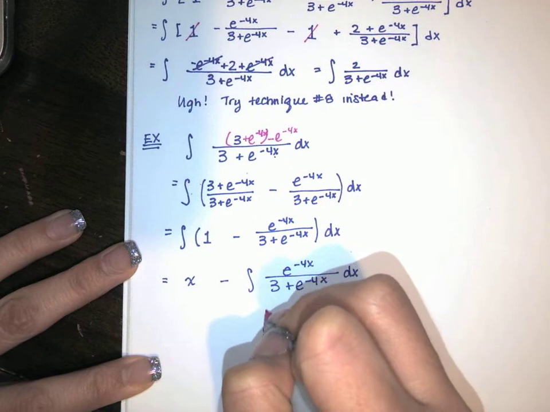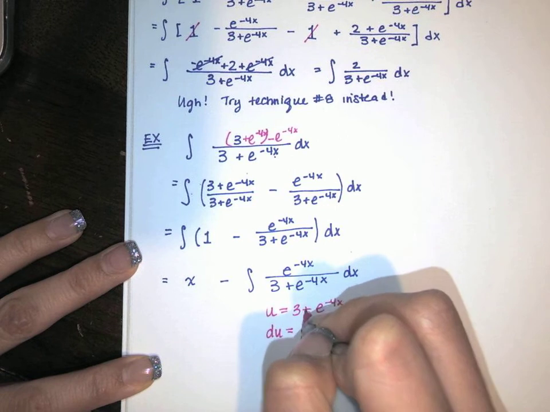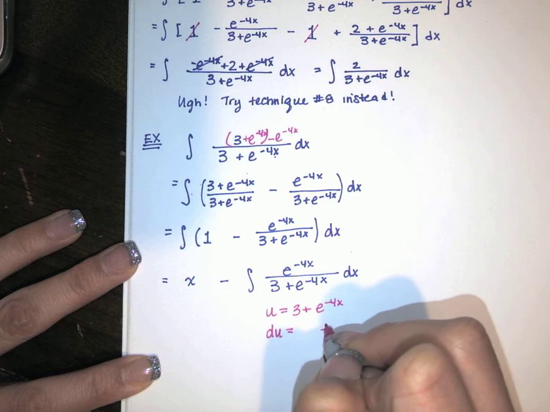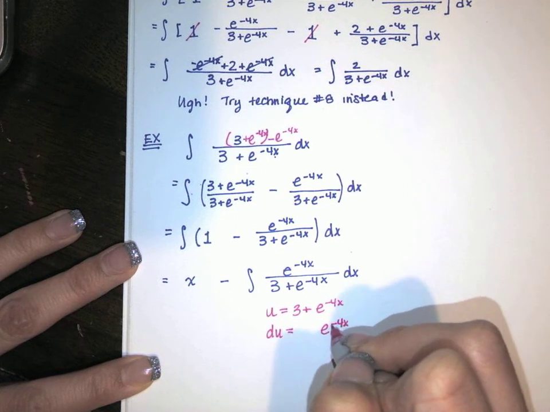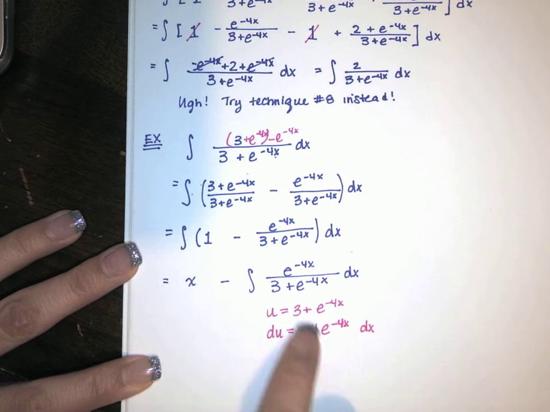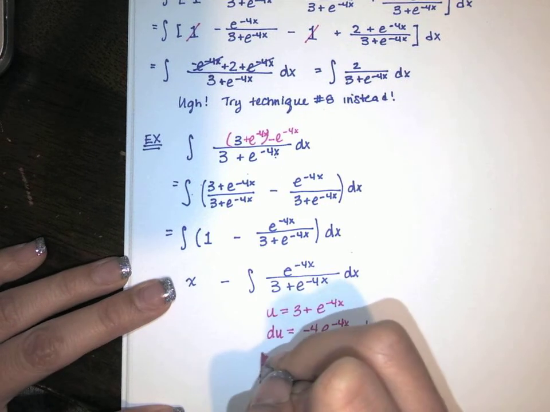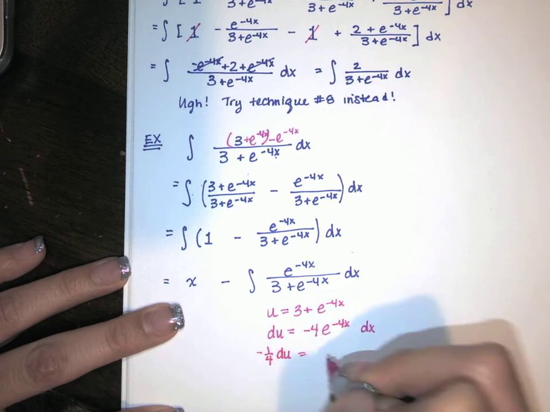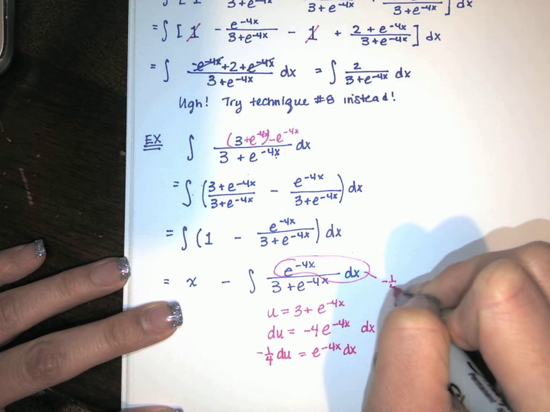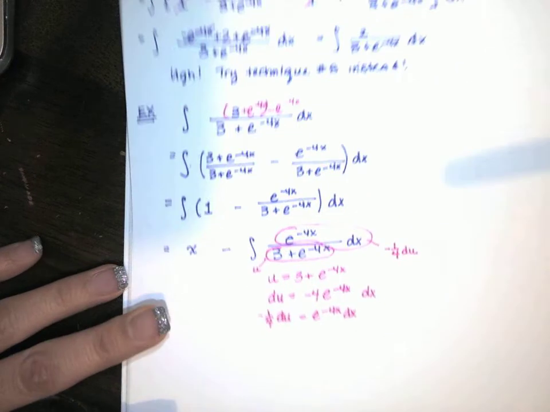Alright, so let's do a u sub. We're going to let u be the denominator. Du is the derivative of u times dx. Remember, derivative of 3 is 0. Derivative of this exponential is exactly the same exponential times the derivative of the inside by the chain rule. Don't forget to multiply by dx. Now, I don't have a negative 4 up here. I just have 1 e to the negative 4x. So I'm going to divide both sides by negative 4, which is the same as multiplying by negative 1/4. So this guy is a negative 1/4 du. And this guy is a u. So we end up with this.